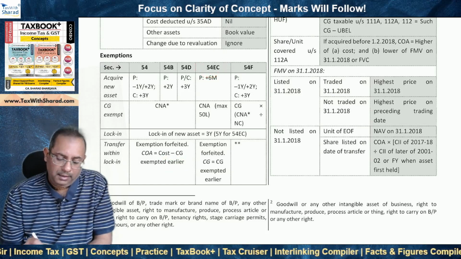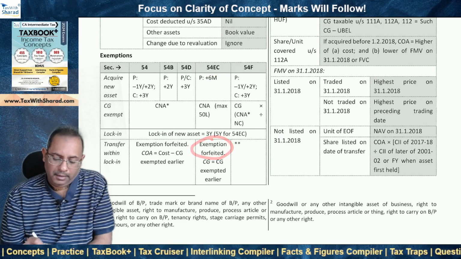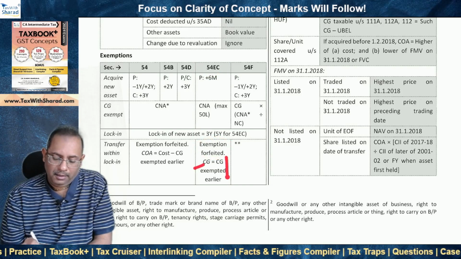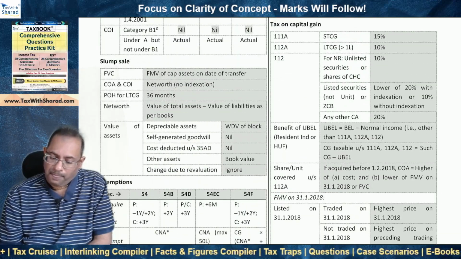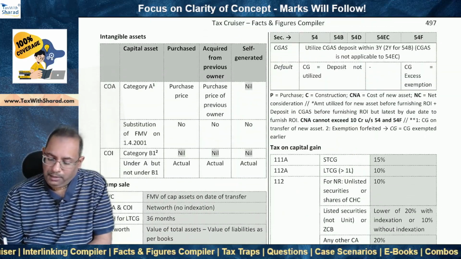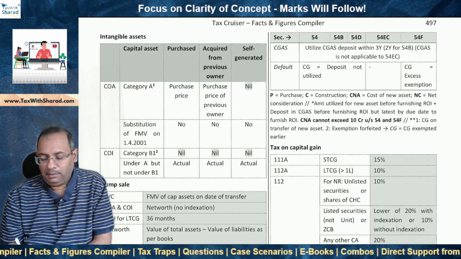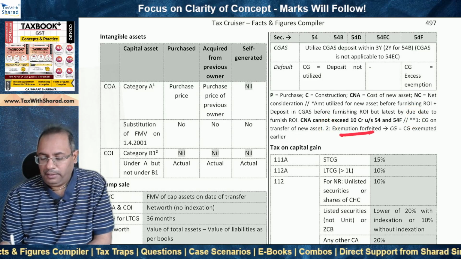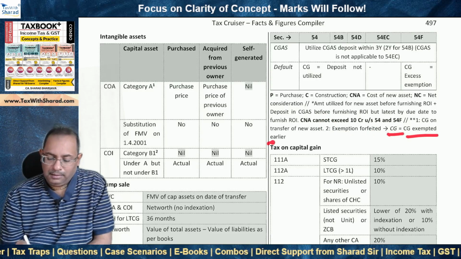For 54EC, what is the implication for transfer within the lock-in period? The exemption is forfeited, and capital gain is equal to capital gain exempted earlier. For 54F, there are two implications. Number one, capital gain arises on transfer of new asset. Number two, exemption is forfeited, and in such case capital gain is equal to capital gain exempted earlier.